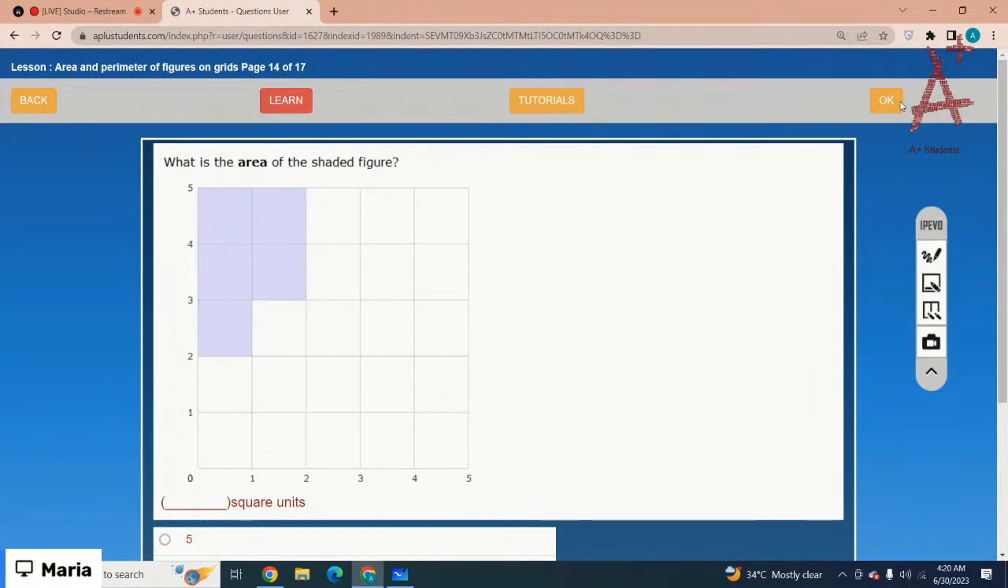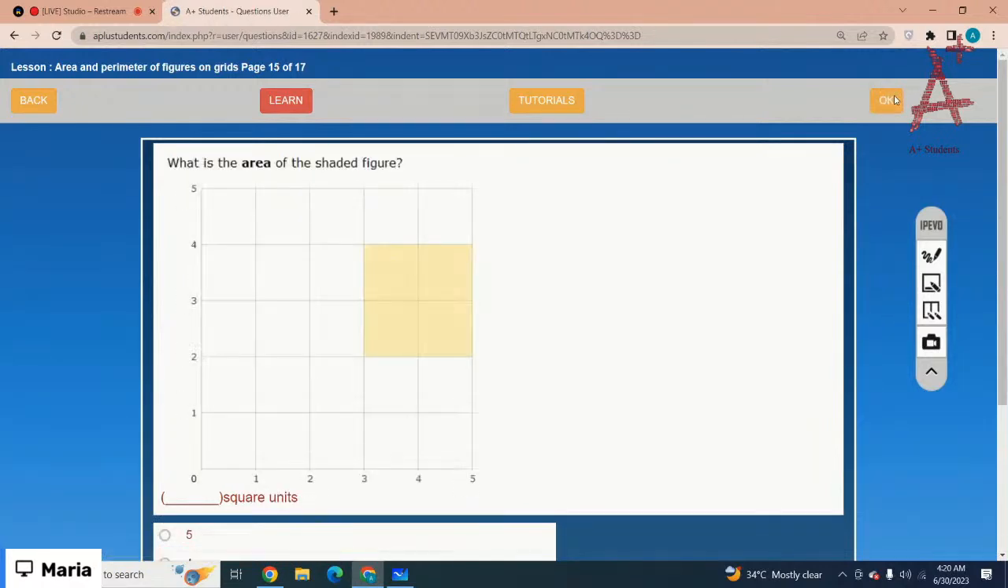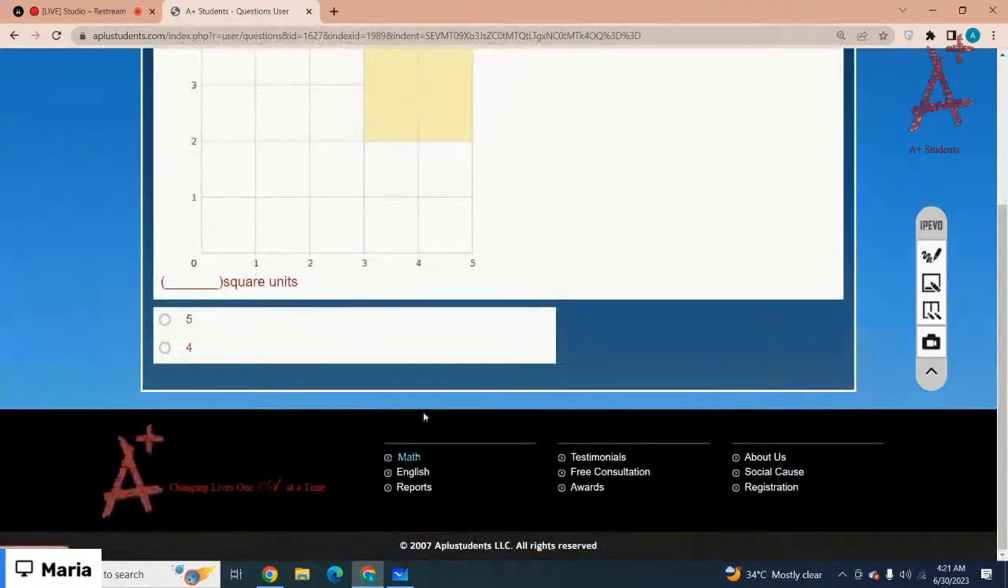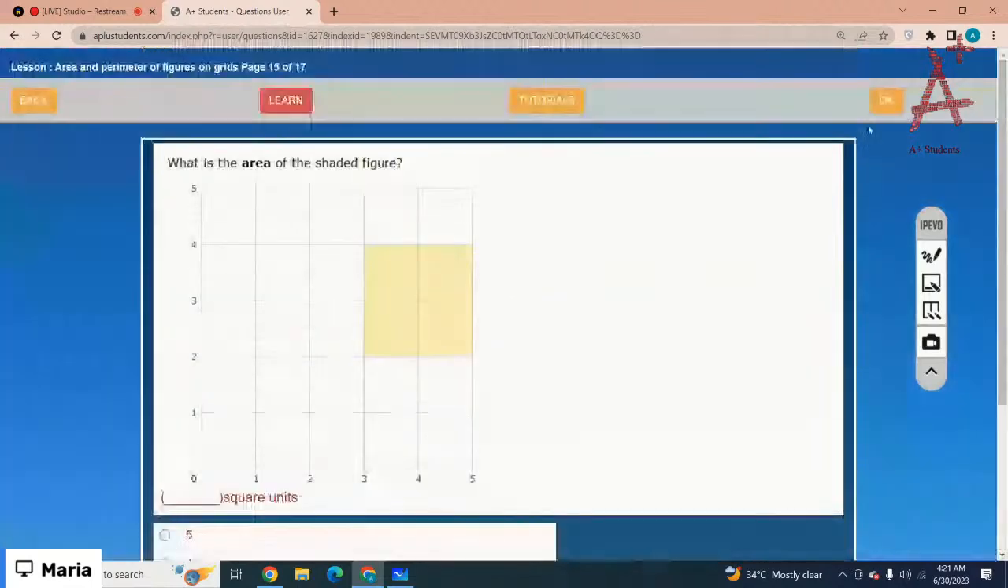What is the area of the shaded region? That is 5. What is the area of the shaded region? You have 4 squares colored, so the area of the shaded region is 4.